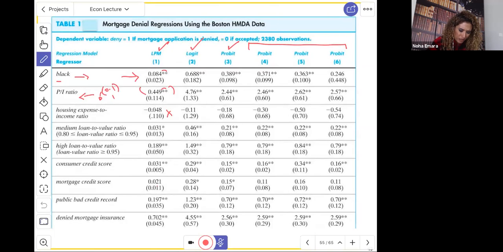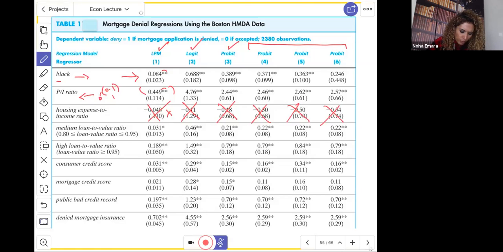So anything that is insignificant, don't worry about analyzing it, because I would see some students, they go ahead and say housing expense to income ratio, the 1 unit increase reduces the probability of deny by 4.8%. No, don't mention anything. If the coefficient is statistically insignificant, just forget about it. Don't even analyze the sign, because based on the definition of hypothesis test, it's indifferent from 0. So I really don't care whether it's negative or positive. It's actually indifferent from 0. Okay.